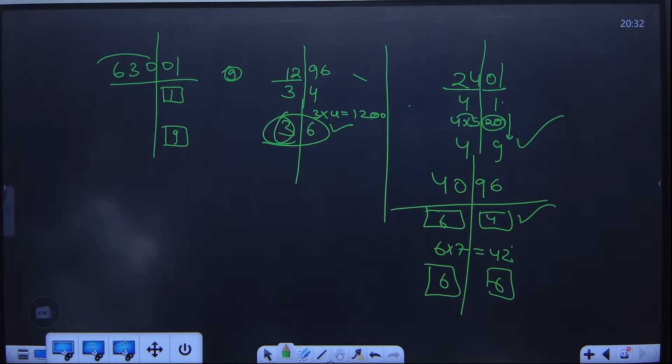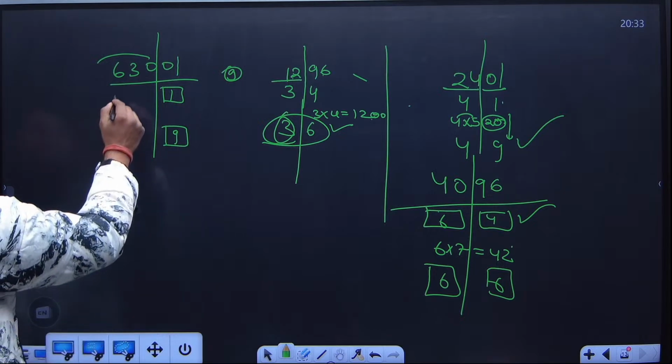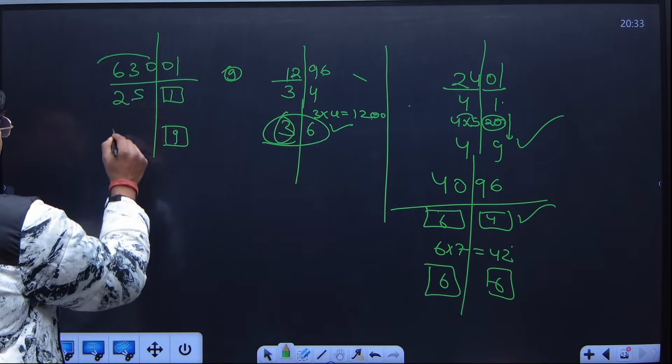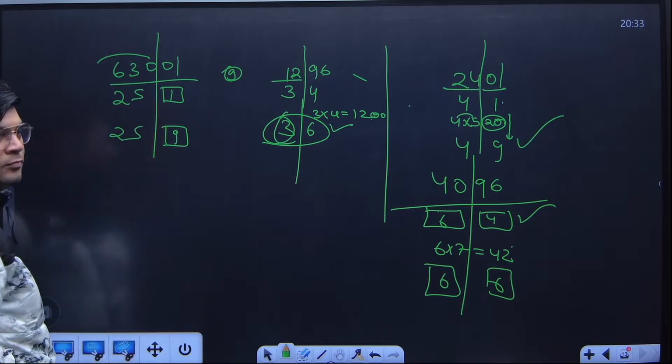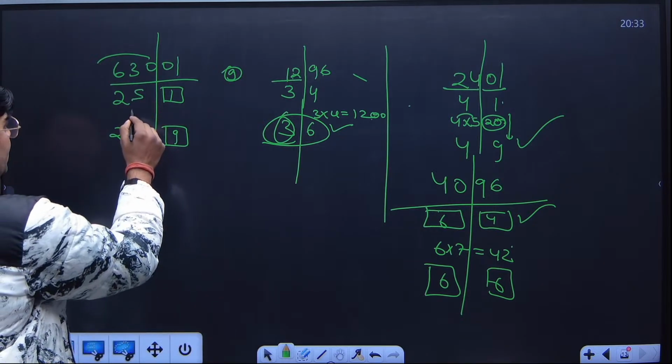It is definitely between 20 and 30. So just remember all the squares from 20 to 30. What is 21 square? 22 square? 23, 24, 25, 26. 25. Yes. So it is either 251 or 250. So now what is the next step?